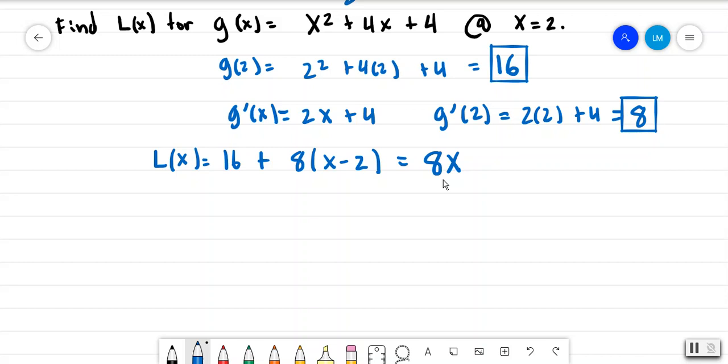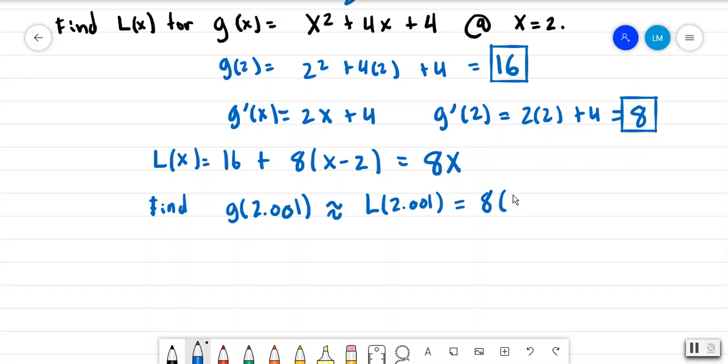So now, let's say that we wanted to figure out what g of 2.001 is. Note that we figured out that as long as it's close enough to the center point, we don't need to plug it into here. So we have that L of 2.001 is equal to 8 multiplied by 2.001. And what this gives us is just 16.008. Okay, well, that's not too bad.